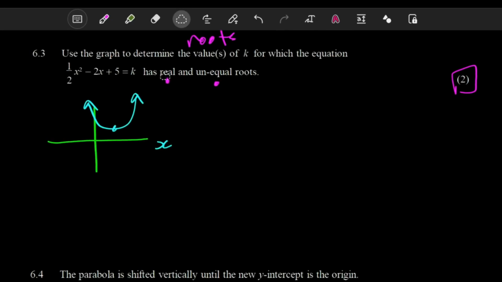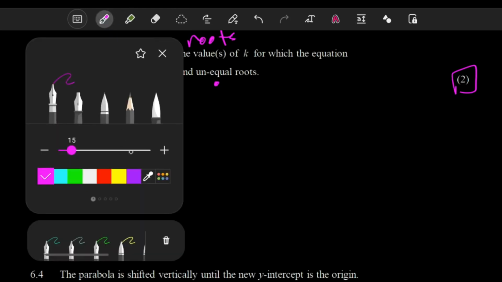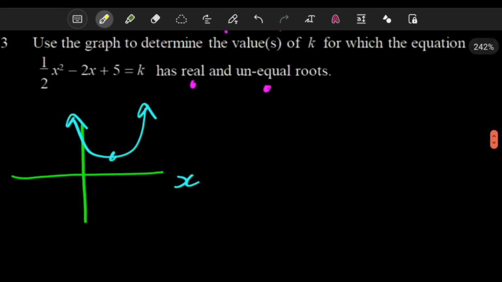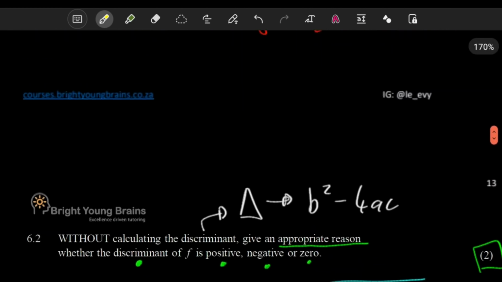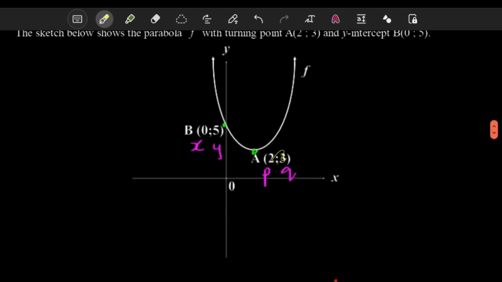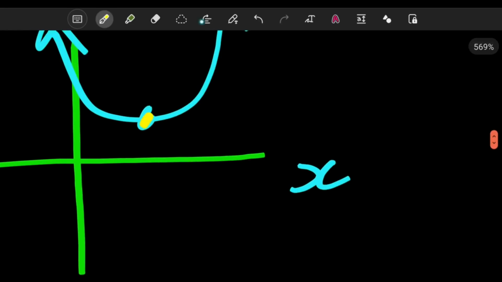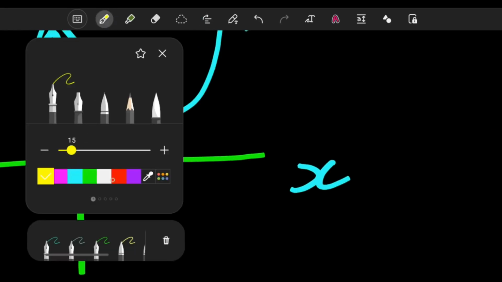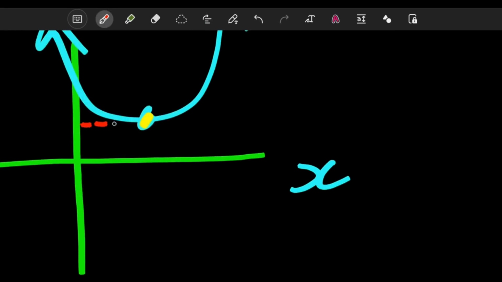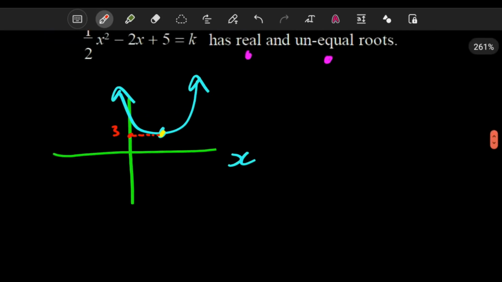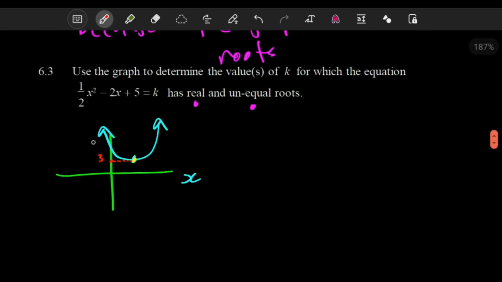So here, if they say use the graph to determine the values of k for which the equation has real and unequal roots, the best way to look at this question is just know how the roots behave. So what you need to keep in mind is this graph, the turning point is where y is a 3. So here we know that the y value is 3. Let me actually just point that out. Now the way it looks, originally it has no real roots.